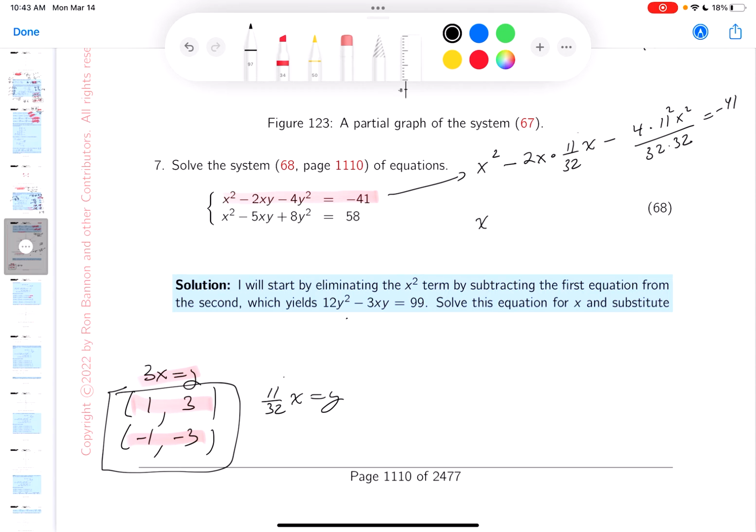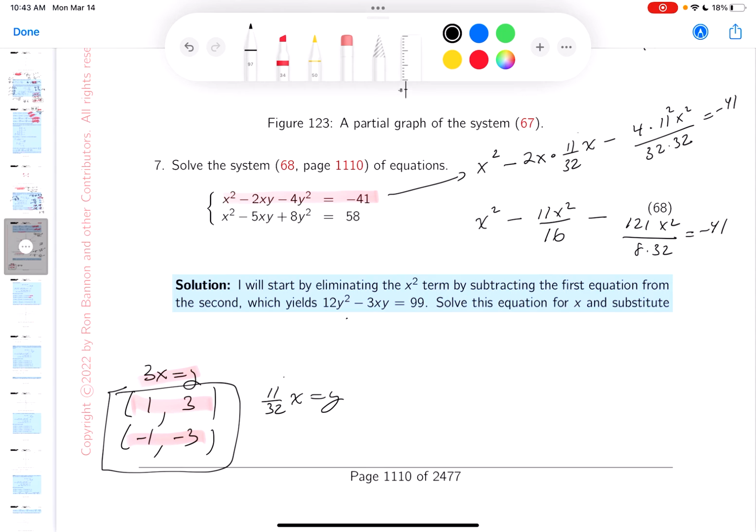You get x squared minus 11x squared over 16 minus, this can be a killer, this is going to be 121 x squared. 4 goes to 8 times, so you get 8 times 32 equals minus 41. Yep, this is work, no doubt about it. And I'm looking at that, and I got to go forward.